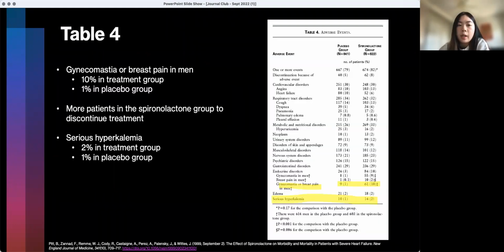So lastly, we have our table 4, which is on adverse events. Something that is worth our attention is gynecomastia, or breast pain in men. 10% of the men in the treatment group reported the symptom, and only 1% from the placebo group. So this caused more patients from the treatment group to discontinue the treatment. And then at the bottom of the table, we also have serious hyperkalemia, which 2% reported as an adverse event from the treatment group and 1% from the placebo group.